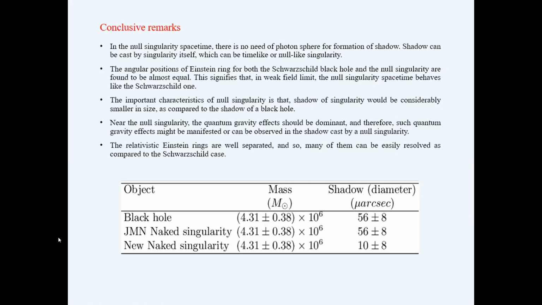In this table, we take mass M equal to 4.3 × 10⁶ solar masses for Sagittarius A*. So we clearly see that the shadows of the Schwarzschild and Gamma spacetimes are the same, 56 micro arc seconds. But for the null singularity spacetime, it is almost 5 times smaller than that, around 10 micro arc seconds.